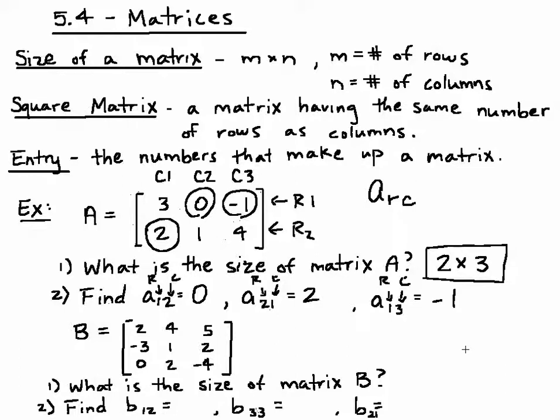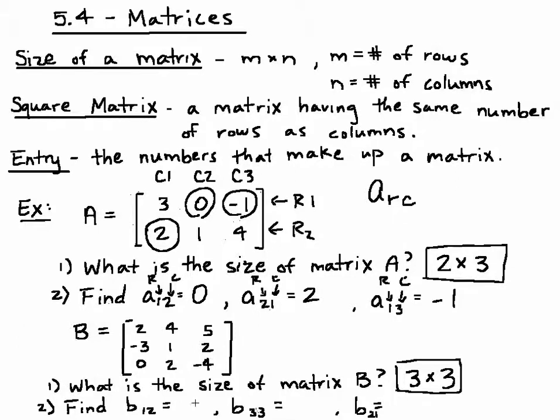And then we can do the same thing with a square matrix, the matrix B down at the bottom. A square matrix is a matrix that has the same number of rows as it does columns. So what is the size of this matrix? We have 3 rows and we also have 3 columns. So it is a 3 by 3 matrix.